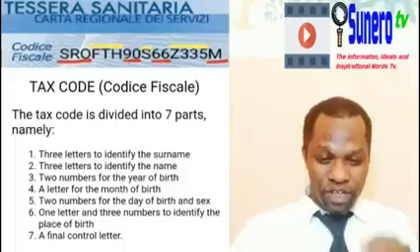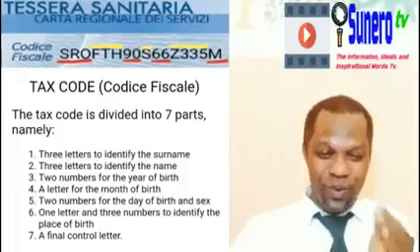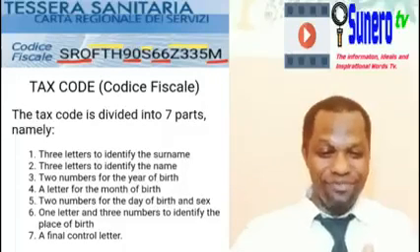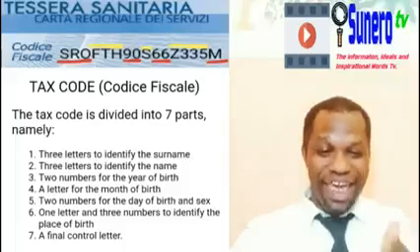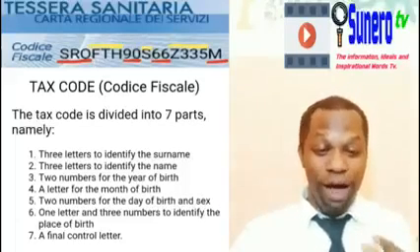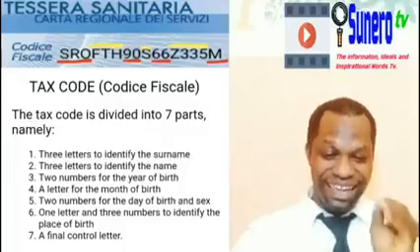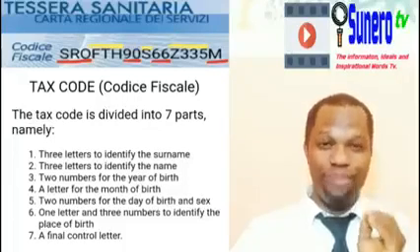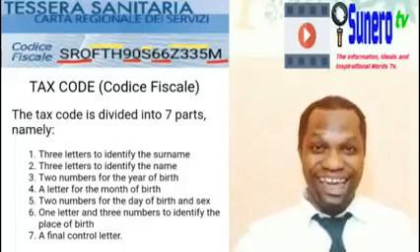Then third, 2 numbers for the year of birth. So in this one that you are seeing right now, the first one is SRO, which is the surname. Then the second one is FTH, which is the name. Then the 90 is the number of the year. Then the fourth one says a letter for the month of birth. In this place, you find out that the letter is S.